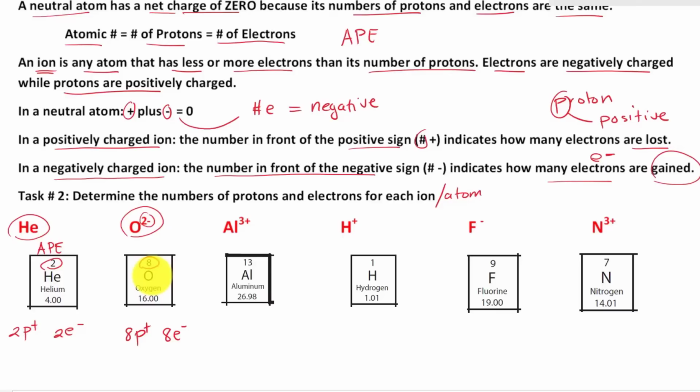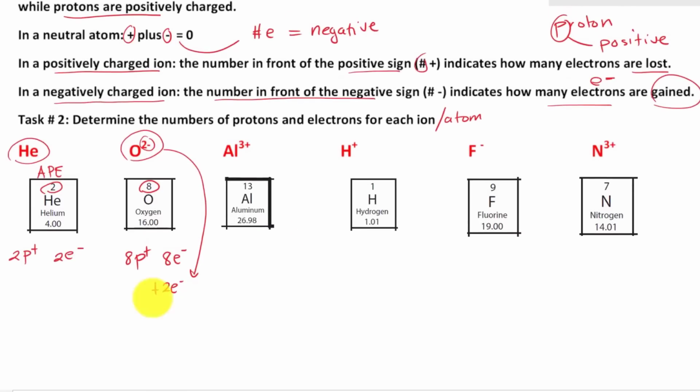But now we have gained 2 more. So plus 2 more electrons. What is the total electrons that we're going to have now? Of course, now it is 10 electrons. So we have 8 protons and now 10 electrons. So that's the power of understanding the charges of an ion.